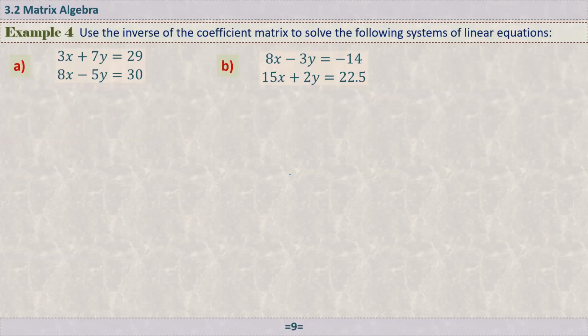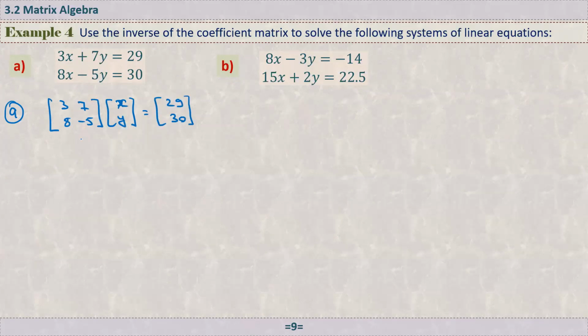All right. So to do this one first, let's solve A. We have to write this in matrix form. I can write it as 3, 7, 8, negative 5, times x, y, equals 29 and 30. Now we have A times x, and on the right-hand side we have B. And we know that the solution is A inverse times B. So that gives us the solution.